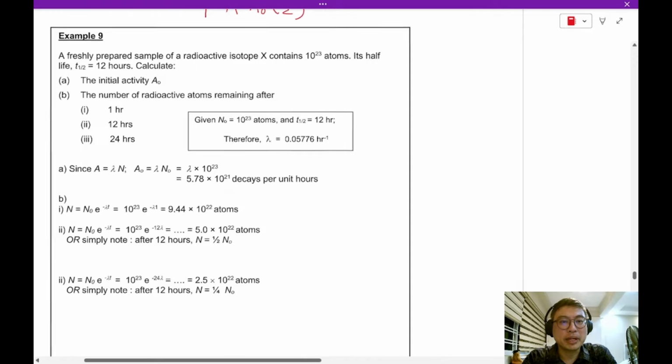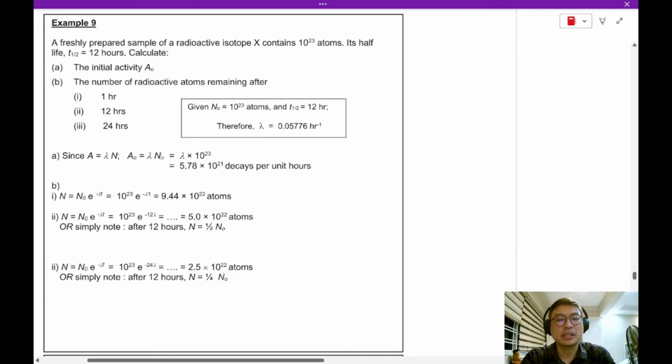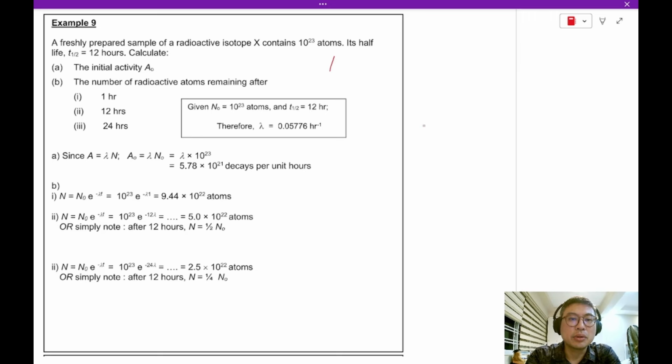A freshly prepared sample of radioactive isotope contains 10 to the power 23 atoms. Its half-life is 12 hours. Calculate the initial activity A0. Now, to calculate the initial activity A0, we'll use this equation: A0 equals lambda multiplied by N0. So the number of atoms that decay per unit time is equal to the probability of decay multiplied by the number of initial atoms. Now, how do we find lambda?